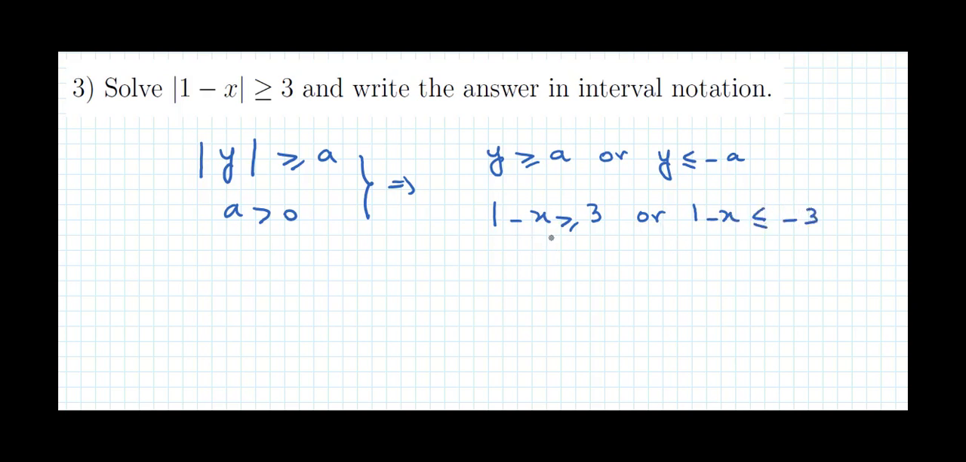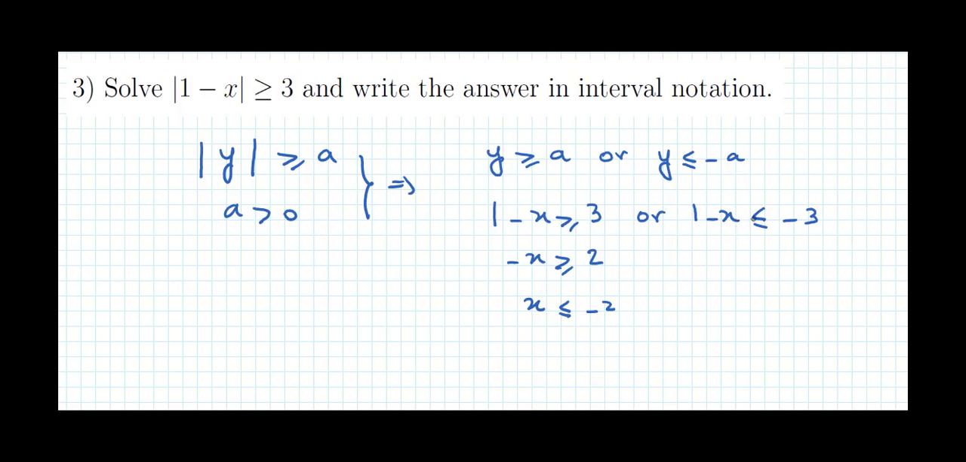Now we have to solve each inequality separately. In the first one, we subtract 1 from both sides. So we get 3 minus 1, which is 2. So minus x is greater than or equal to 2. Then we divide by minus 1, or we multiply by negative 1. It's the same thing. And don't forget here to switch the inequality. So instead of greater than or equal to, it will be less than or equal to negative 2.